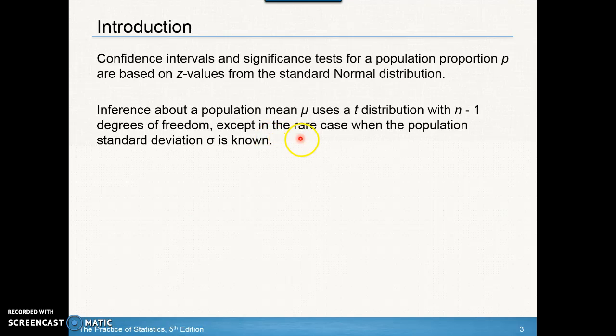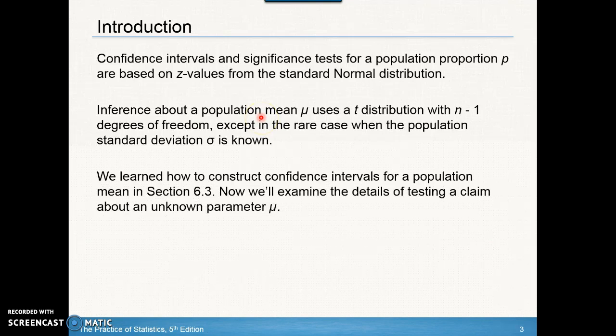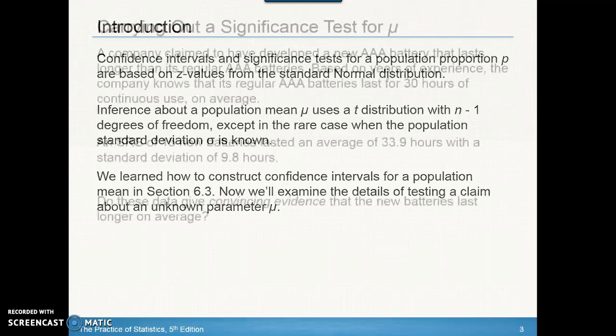In rare cases, you'll know the population standard deviation, but read the question carefully, and assume that you're using a t-distribution with the population mean unless they, for some reason, give it to you. We learned how to construct confidence intervals for a population mean in section 6.3, and then we'll also take a look at how we can use the confidence intervals to test a claim, or use a significance test about an unknown population parameter mu.